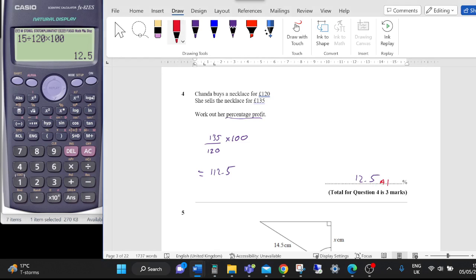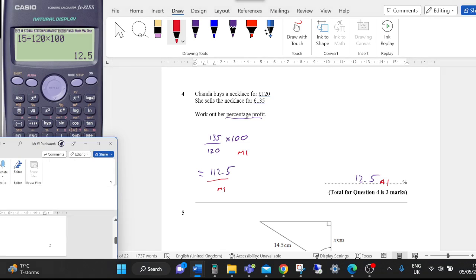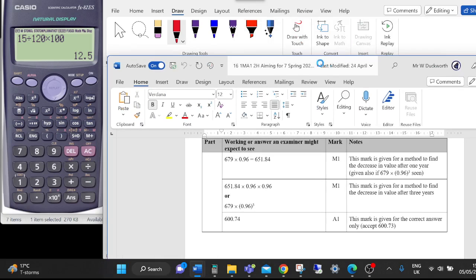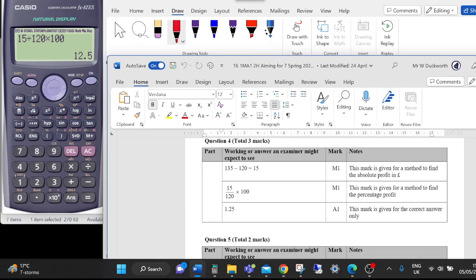It's a method 1 here. And arguably, I would give my second method here. But if you've done 135 take away 120 and got 15, you could give the method mark there. And I'll just make a little note on the mark scheme, just because I'm putting the mark scheme on Teams channel as well. So the mark scheme, where are we? There we go. So I think they're decimal points in the wrong place, but no major drama.